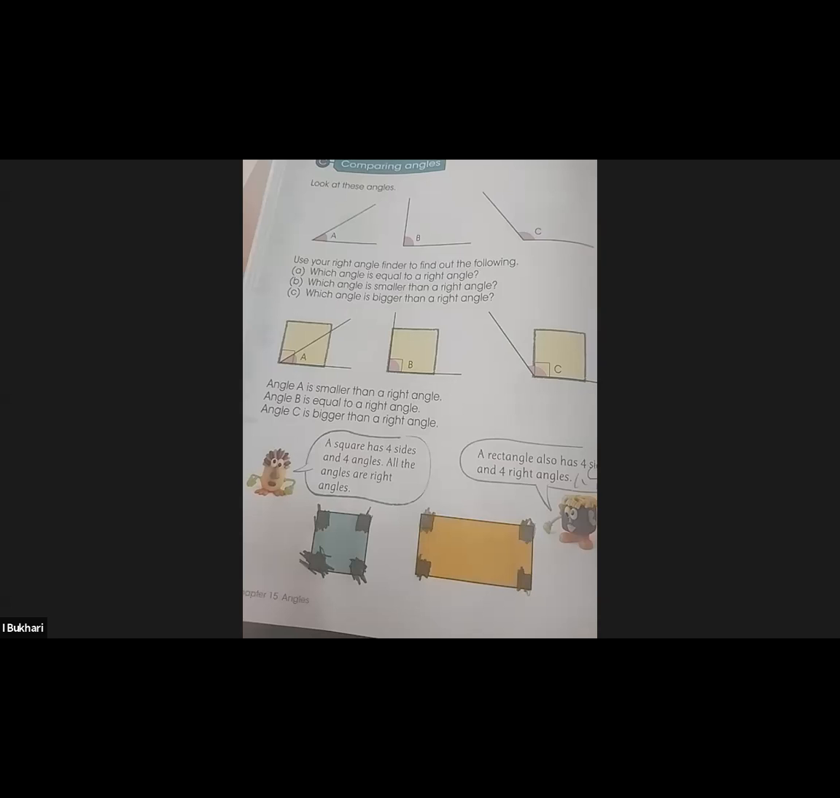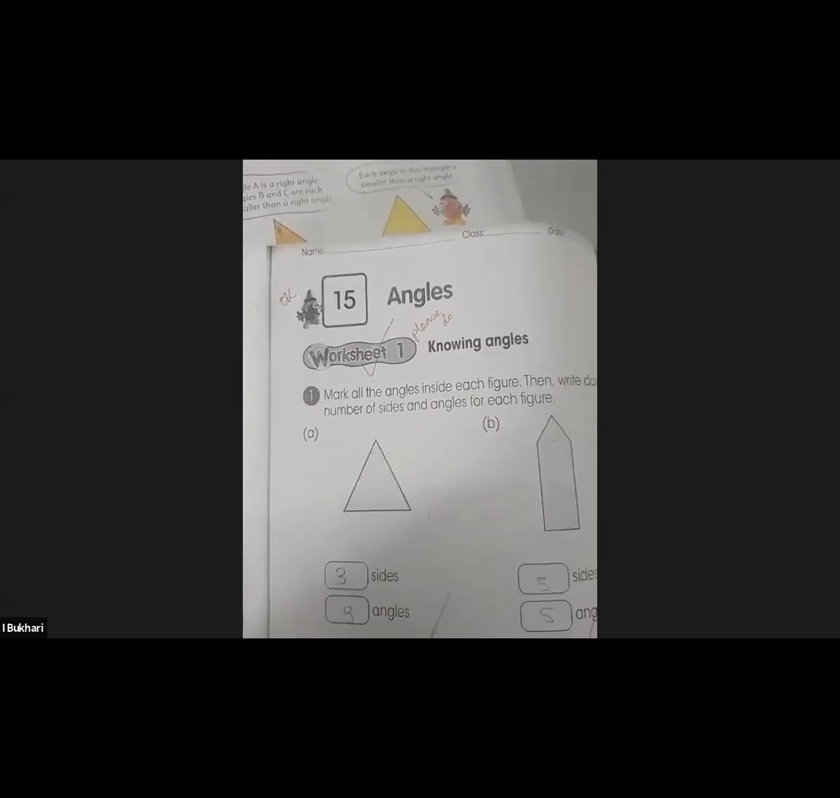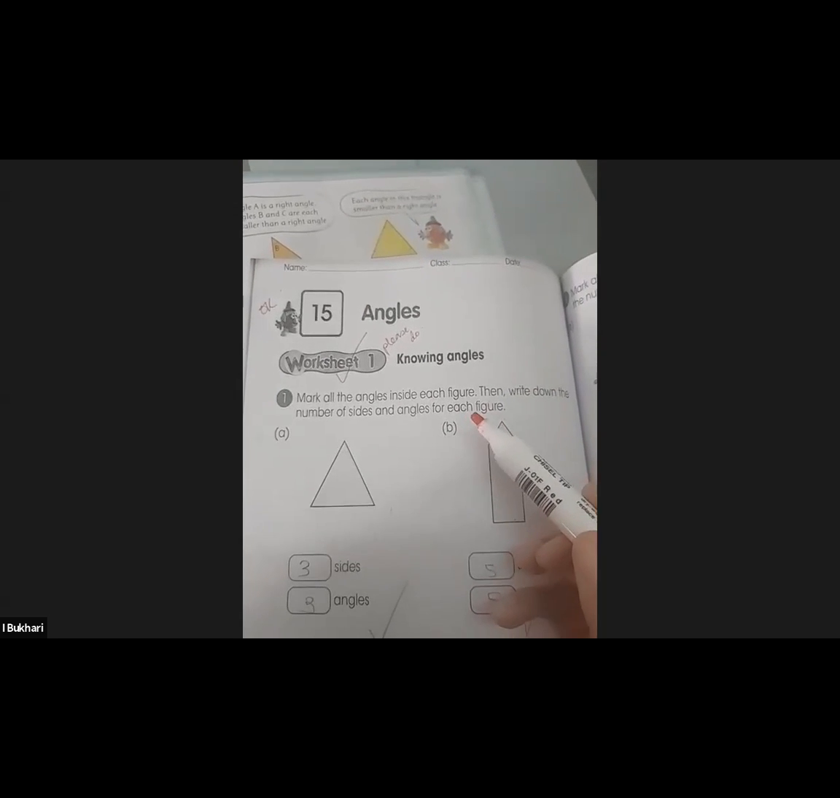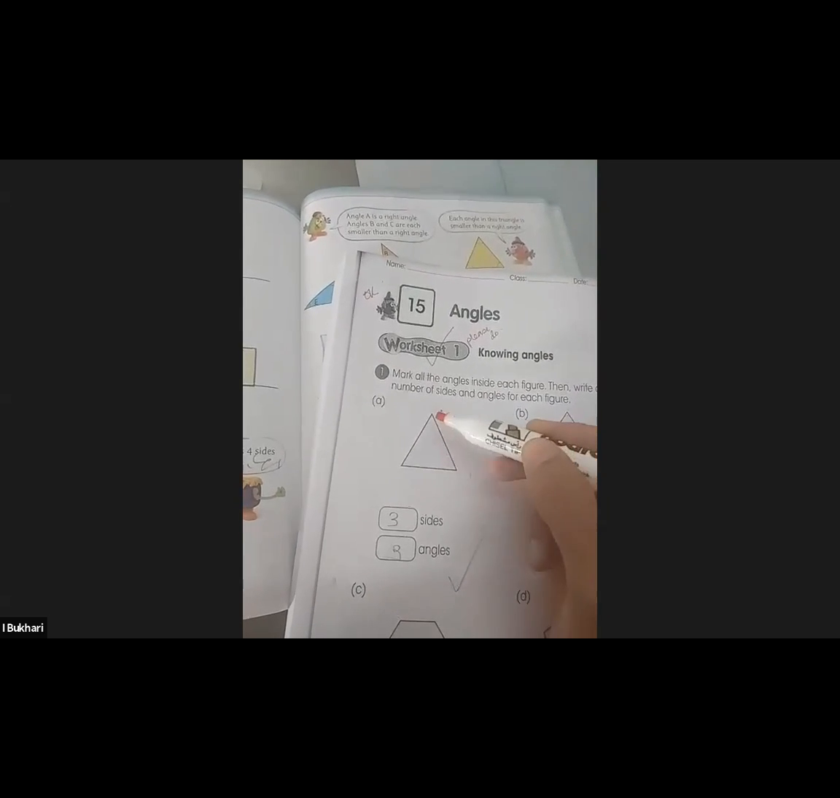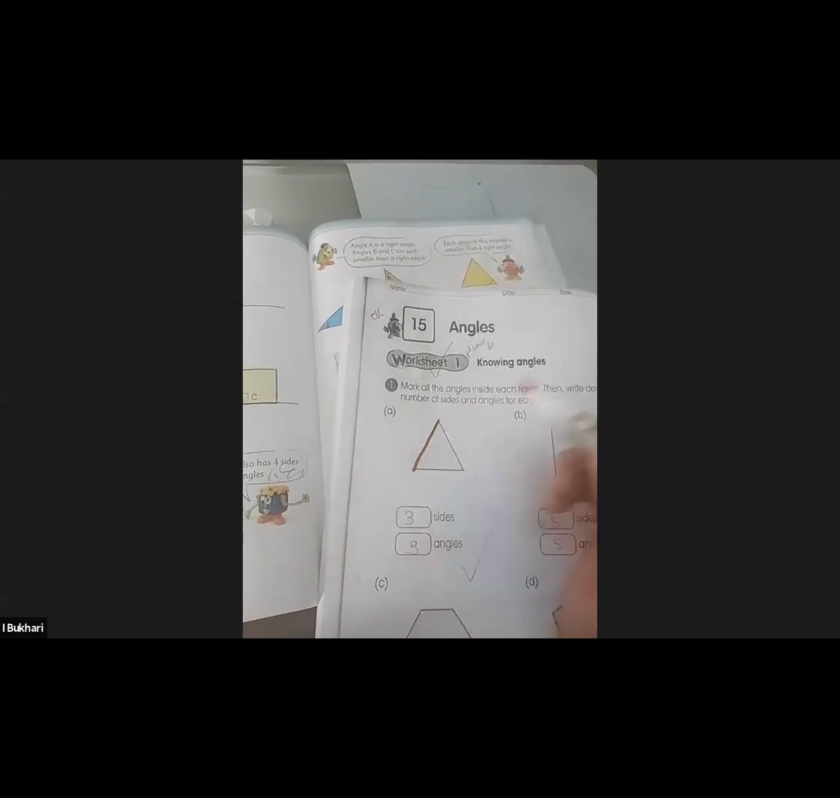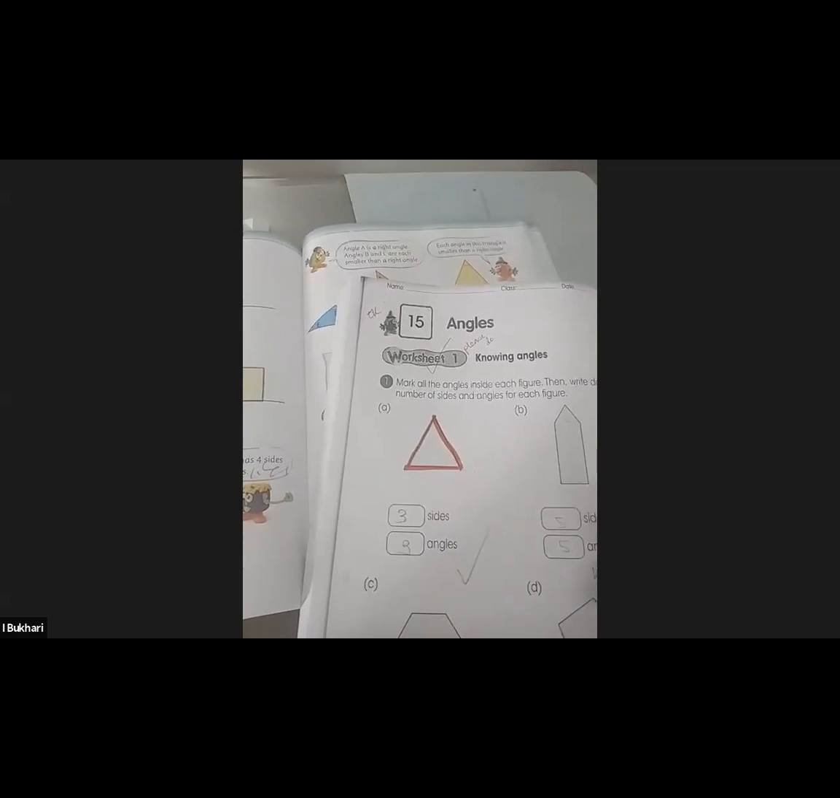Okay, then let's move on to chapter 15. Let me show you my video. Now mark all the angles inside each figure. Now I am on page 87 of your workbook. This is a photostat copy, so I'm using it as a rough for explanation. Mark all the angles inside each figure, then write down the number of sides and angles for each figure. You can take out your own workbook, page 87. Now, how will we count the sides? You will see how many lines are involved in making this figure. So let's count. 1, right? 2, and then this is 3. So there are 3 sides. This was easy.